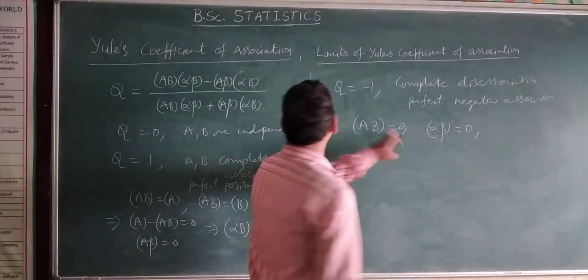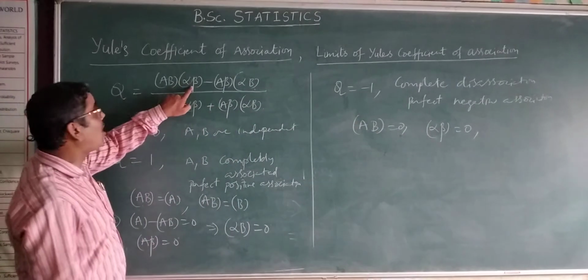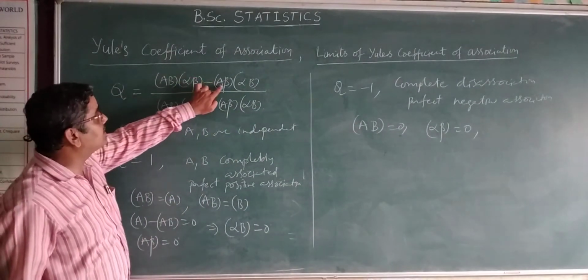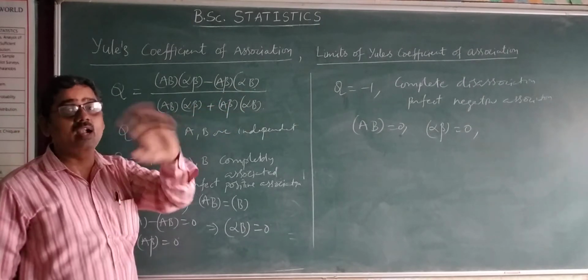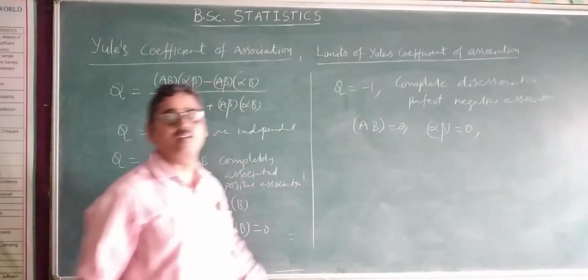When AB is equal to 0 and αβ is equal to 0, you substitute here: minus Aβ αB divided by plus Aβ αB. Then if you divide it, you will get minus 1. That is, Q is equal to minus 1.